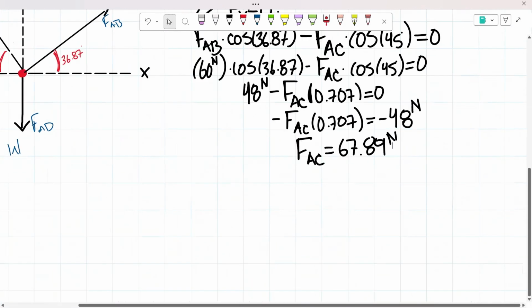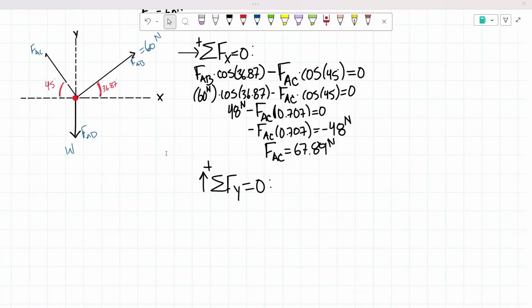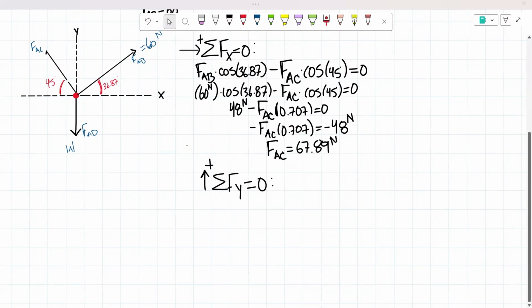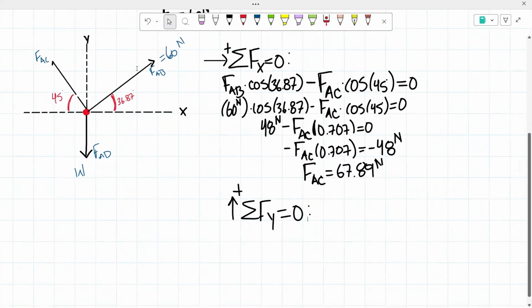So to find the force of AD, we're now going to have to work with our Y components. We know that the sum of our forces in the Y direction also has to equal 0. The first thing we could do is start off with our force AB. Once again, we are working with our Y components, so anything going upwards is positive, anything pointing downwards is negative. As you could see, our force of AB is going to be positive, our force of AC is going to be positive, and the only thing negative is going to be our force of the spring AD.